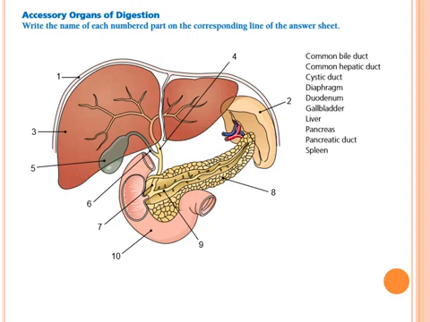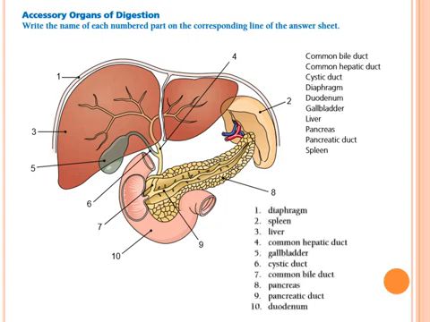Well, let's see the answer. Number 1 is the diaphragm. The diaphragm separates the thoracic cavity and the abdominal cavity, right? The spleen, the liver, common hepatic duct, gallbladder, cystic duct, common bile duct, pancreas, pancreatic duct, and duodenum. Number 10 here, the duodenum. The first part of the small intestine, that's it.